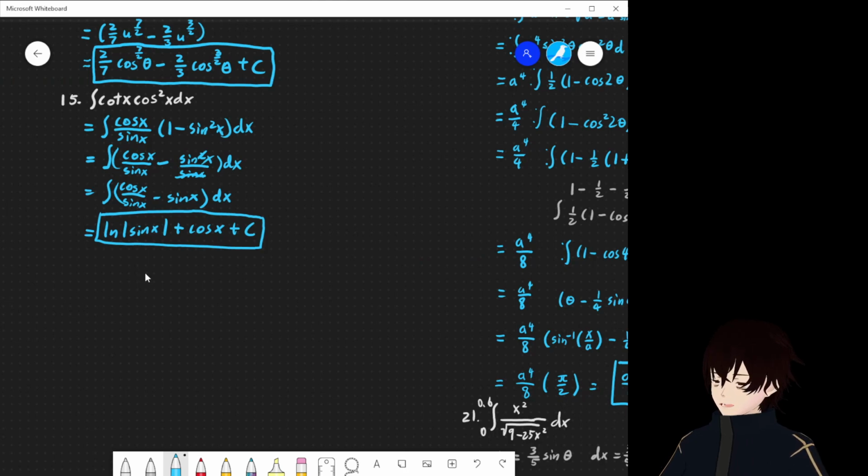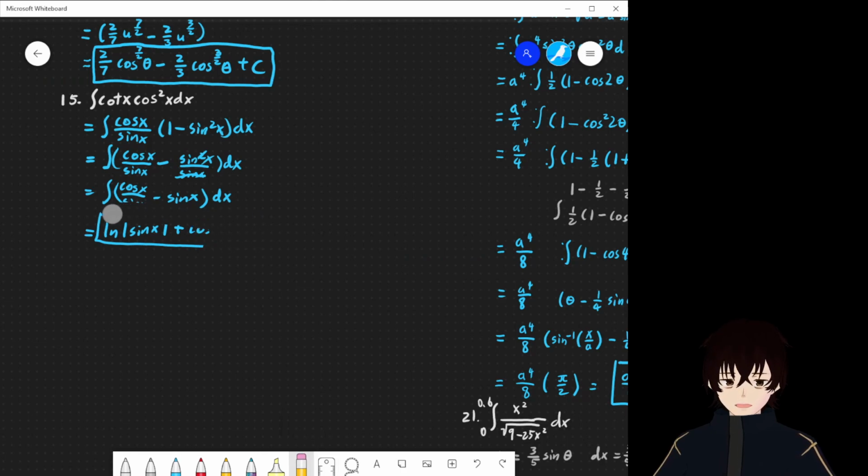Anyways, number 15 is not correct. Finally got a problem wrong. The natural log sine x part is correct, but we did something wrong in the second part.